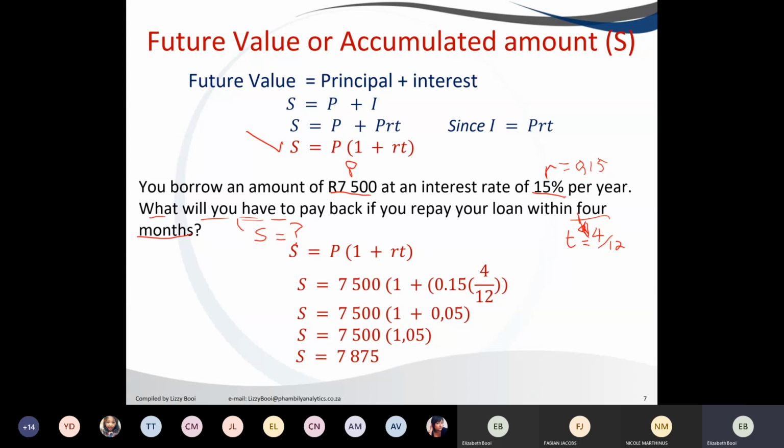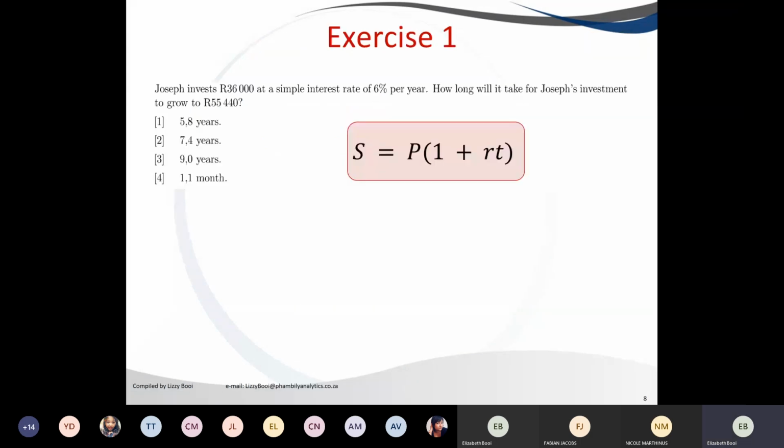You just make T the subject of the formula. And I think we did that in the past. We looked at how we solve the equations, and you apply the same concepts here. Okay. There you have your first exercise, and I'm going to take you through this first exercise.